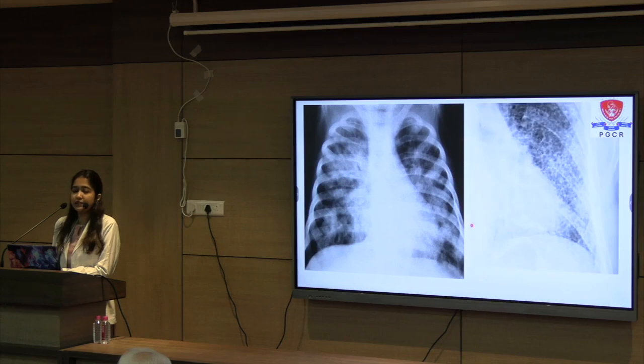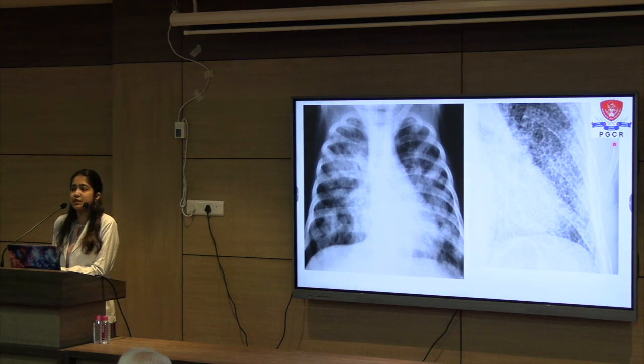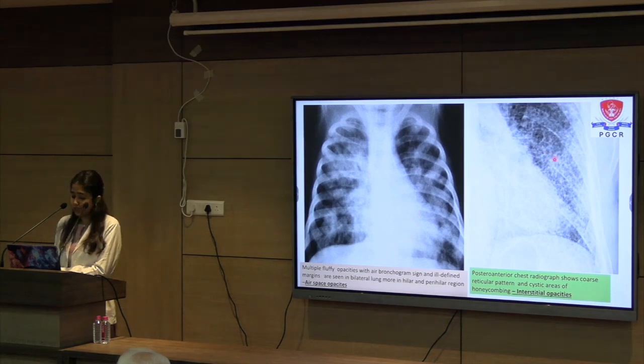So these are the two chest radiographs. Would anyone like to take up which one is alveolar space opacities and which one is interstitial? Okay. So in this we can appreciate multiple fluffy ill-defined opacities in the left perihilar area and in the right upper and lower zones, which is suggestive of airspace opacities. Whereas in this, we can see multiple linear or reticular opacities and subtle cyst-like shadows, which is suggestive of honeycombing. So this is interstitial opacities.